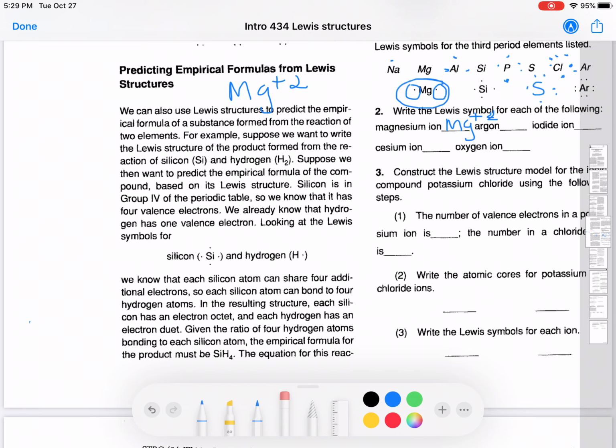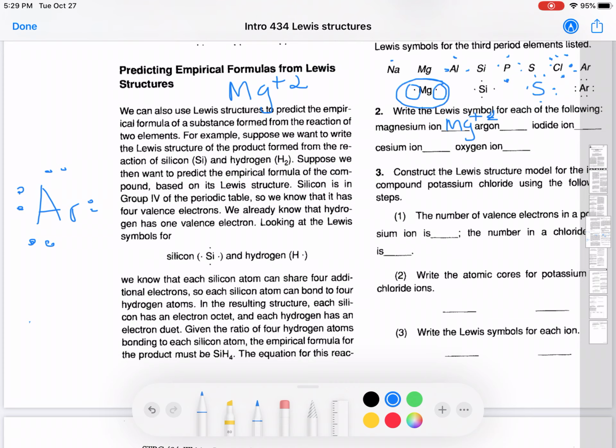And then the argon. It doesn't say argon ion. So how do you write the Lewis symbol for argon? Argon is in group number 8 in the periodic table. So you draw 8 valence electrons. 4, 5, 6, 7, 8. That would be argon. It's already been drawn here as well.